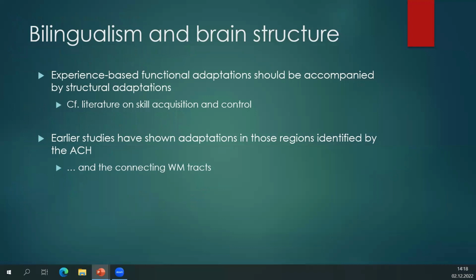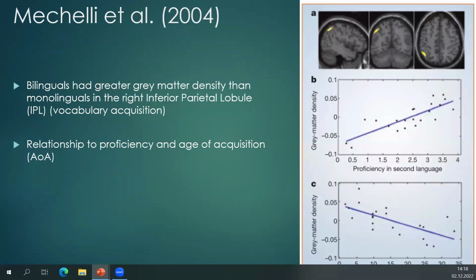So, are these experience-based functional adaptations accompanied by structural adaptations, right? We've seen that in other types of training, as I've mentioned already. We know that when the brain changes in function, it also changes its structure. Earlier studies have shown structural adaptations in those regions which were identified by the ACH, the adaptive control hypothesis, right? And in the white matter tracts that connect these regions. So I'm presenting here a selection of those studies that focus on these particular regions.